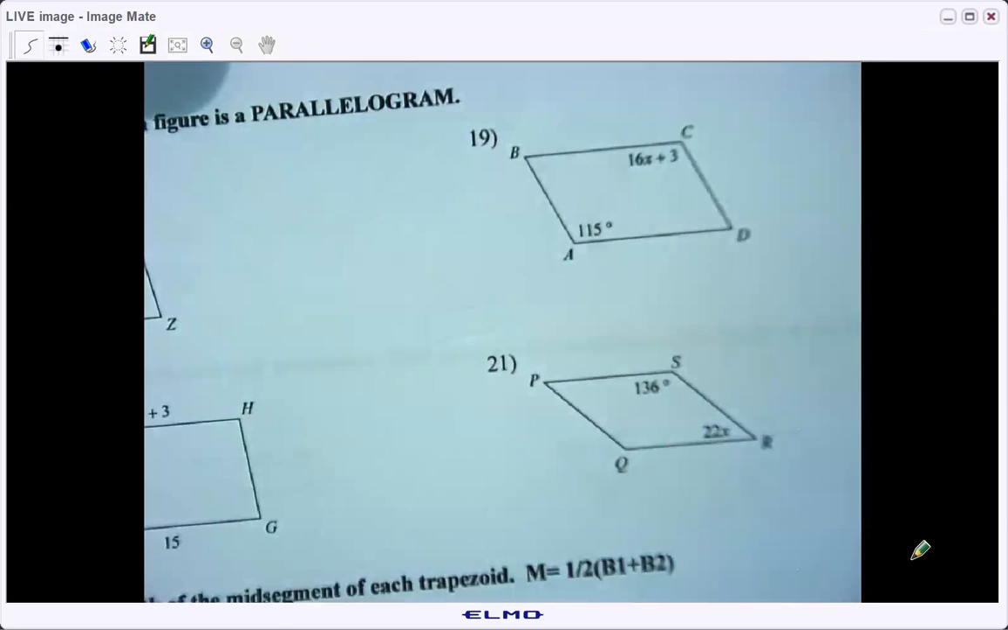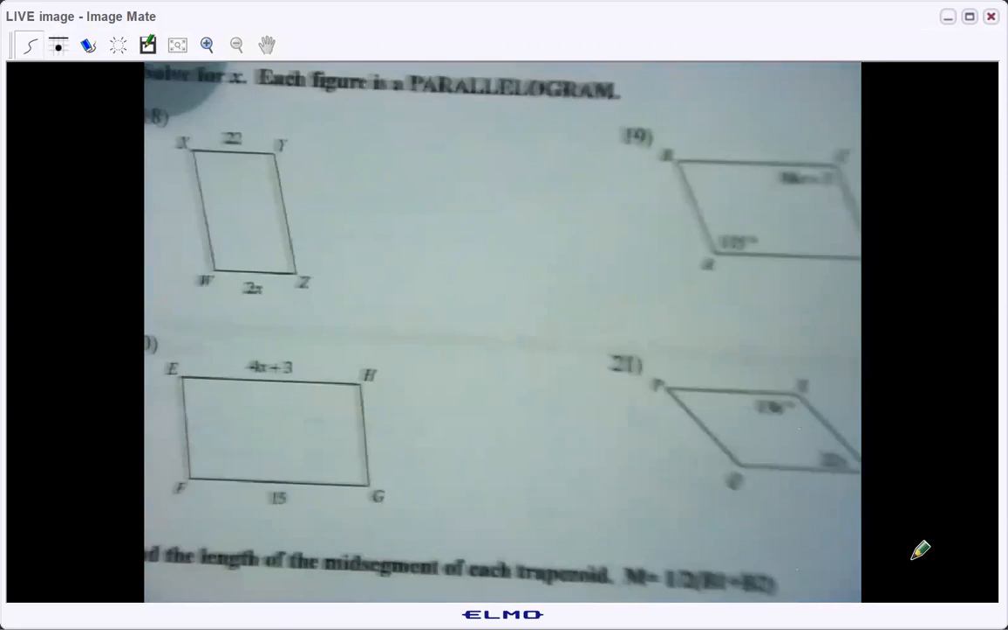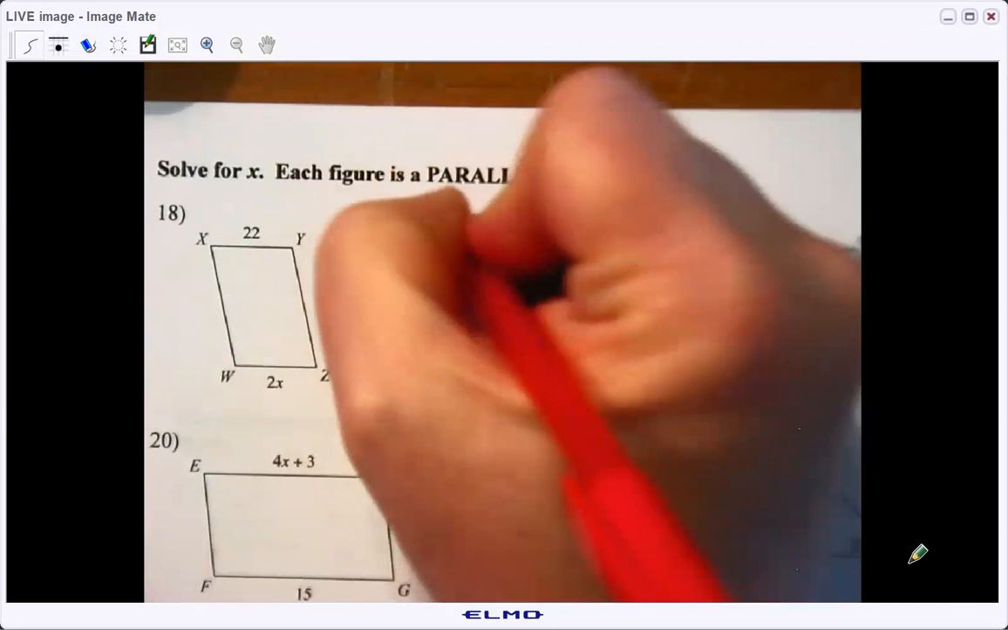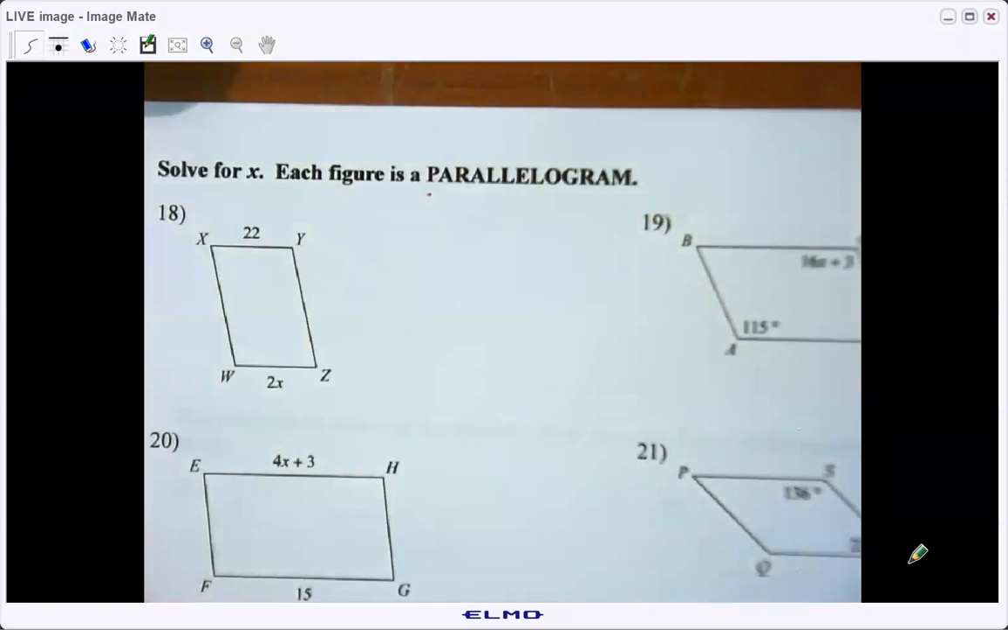Okay. Awesome. Page 3. You're making really good progress. We probably won't get it all done today. I didn't expect to. That's why I wanted 2 days to do this. Okay. So now we have parallelograms. This is super important.